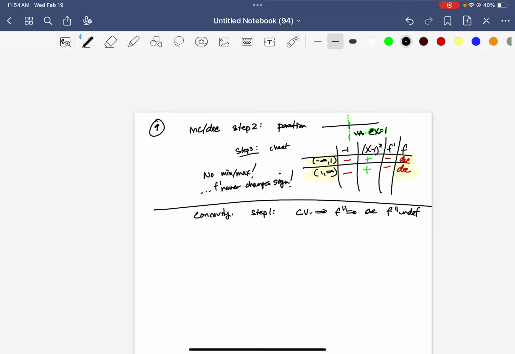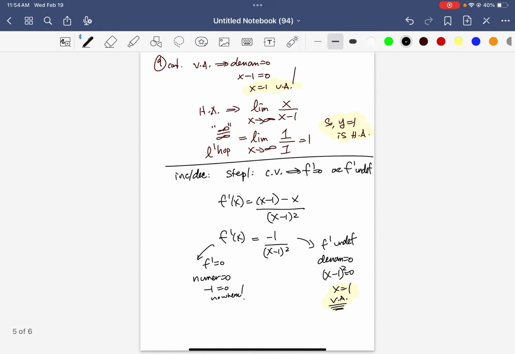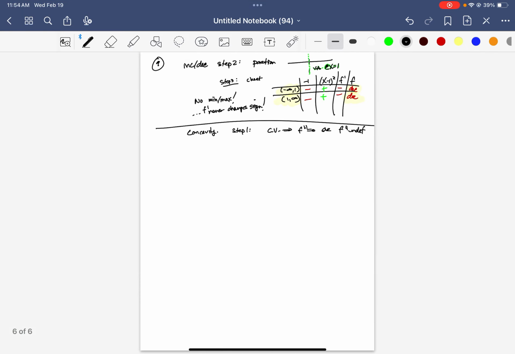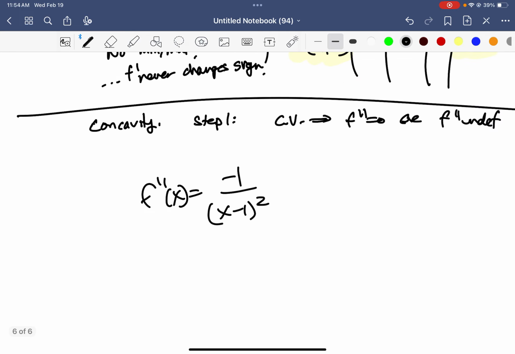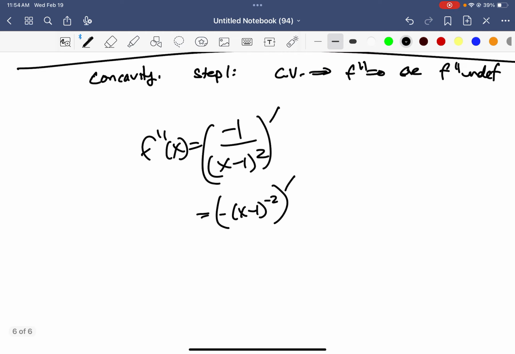Let's see, second derivative. My first derivative was negative 1 over (x minus 1) squared, so my second derivative is just the derivative of this. Before I do anything, watch what I'm going to do. I'm going to rewrite it as negative (x minus 1) to the negative second, and then take its derivative. That's just going to make it easier. So its derivative is going to be 2(x minus 1) to the negative third times a 1, so it's going to be 2 over (x minus 1) cubed.